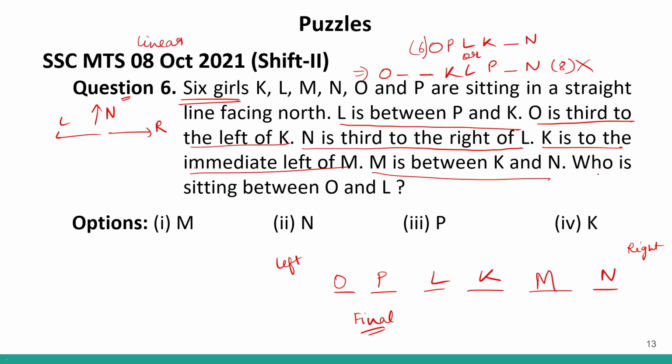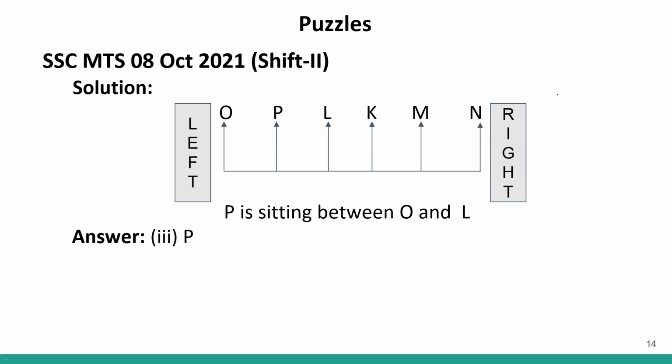The question asks who is sitting between O and L. So O is here, L is here. Who is sitting between them? P. So my answer will be option number 3, P. This will be my answer. This is the arrangement.